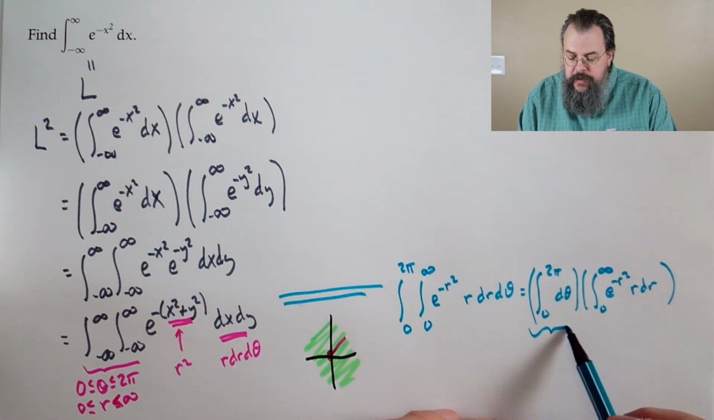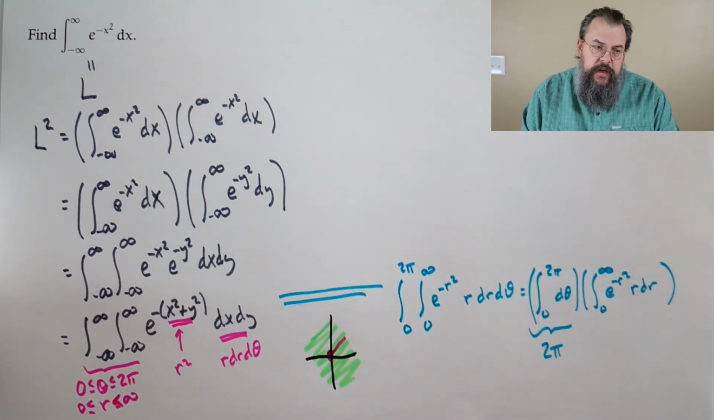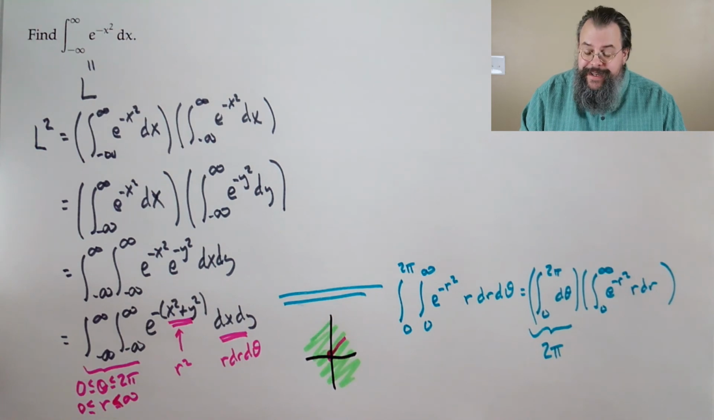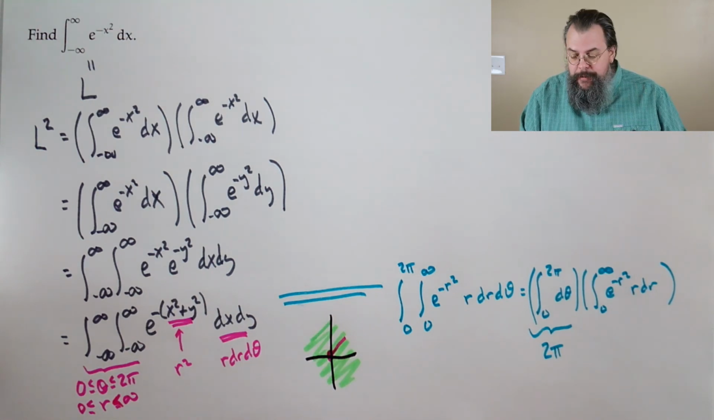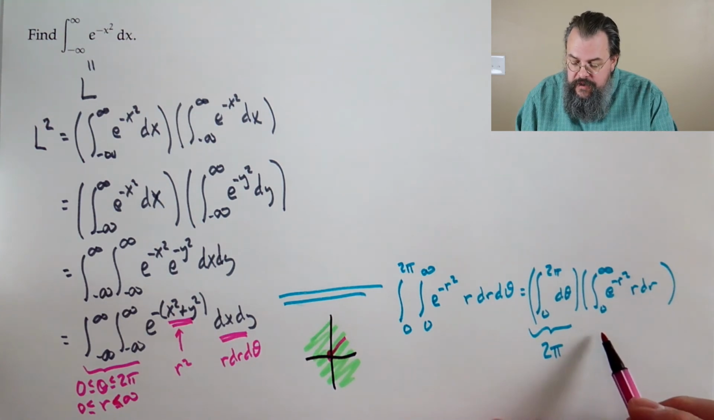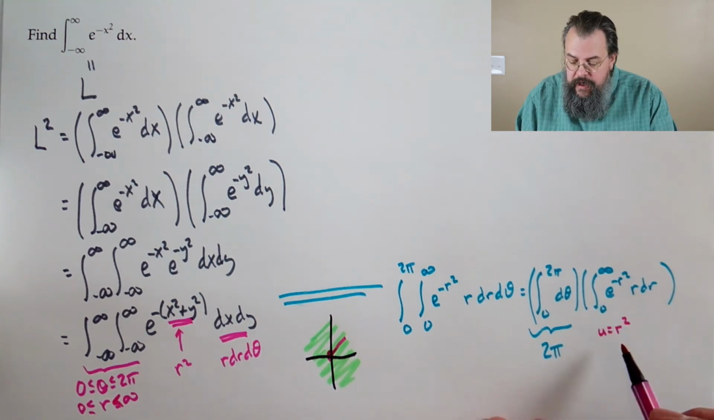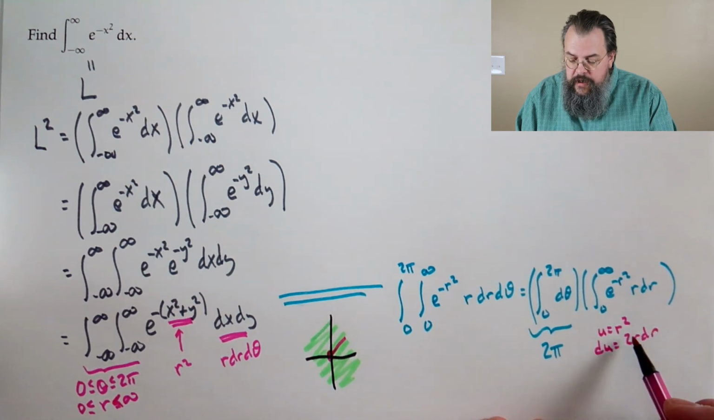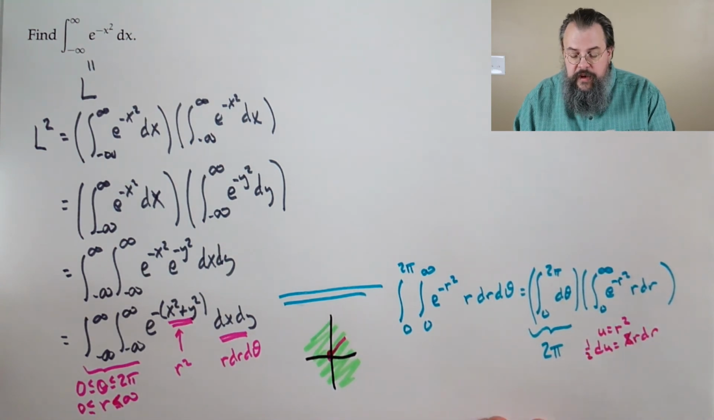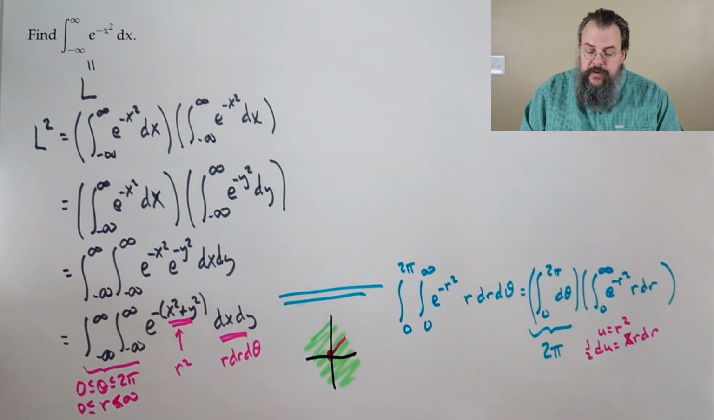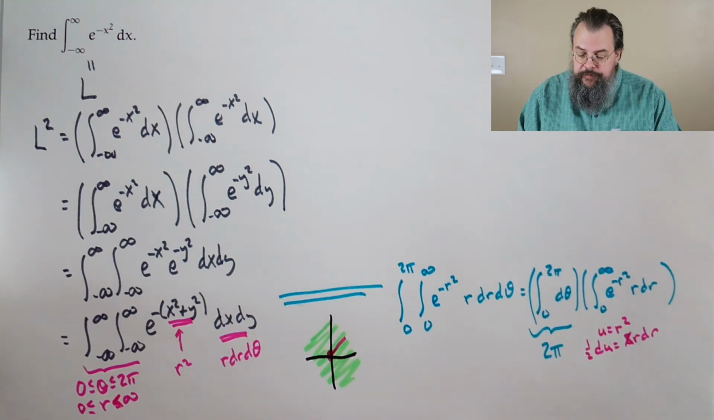Now the first integral, okay, that's easy, 2 pi, no problem. The second one, a little bit more interesting. Do a quick substitution. Suppose you let u equal r squared. du would be 2r dr. All right, move the 2 across. That's a half. du over 2 is r dr.